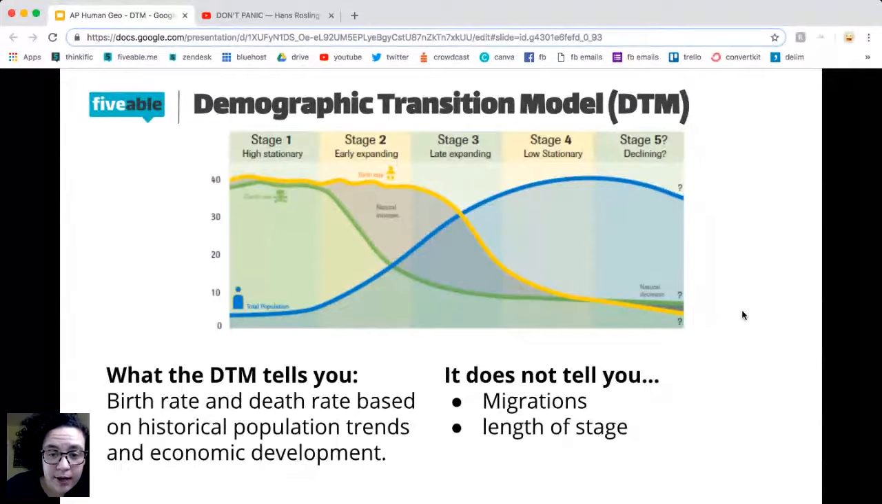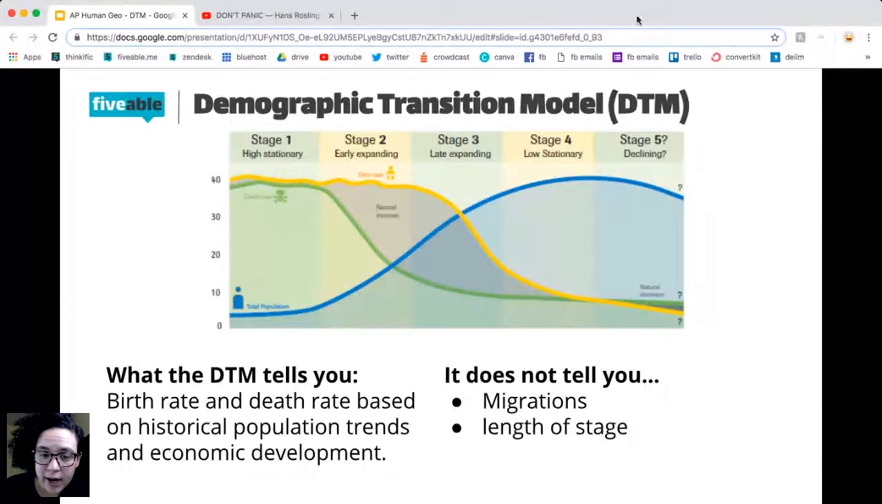So just to explain the lines here. The yellow one is referring to birth rate, so this is the actual number of people being born. The green line is death rate. And then this in between here would be your natural increase. To figure out the natural increase, does anyone know what the formula for natural increase rate is?